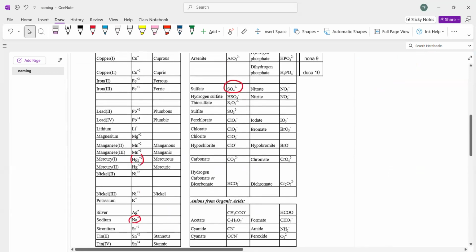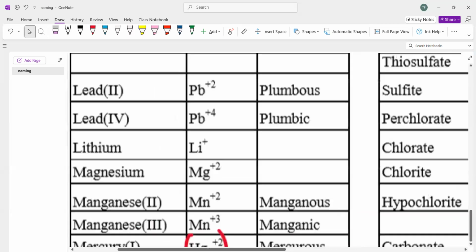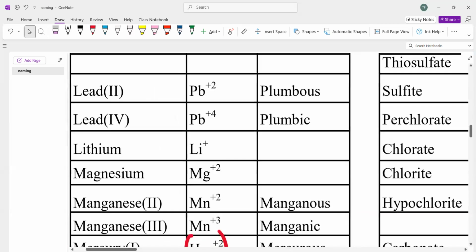Let's look at lead, for example. Notice there are 2 leads. One's got a parentheses 2, and the other, these are Roman numerals now, the other's 4. Notice the charges on lead, +2 and +4. So that parentheses refers to the charge. Now, there's another name for lead too. It's called plumbous. Plumbic is another name for lead 4.